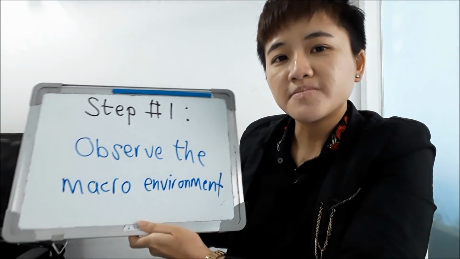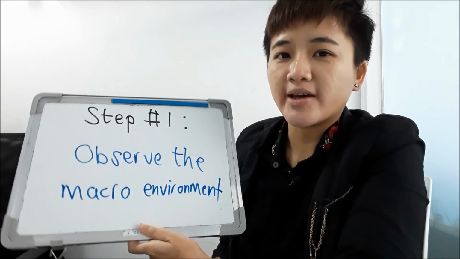So the first thing that you need to do is observe the macroeconomic environment. Meaning that you need to start your research by looking at macro events that are happening all around the world, especially the currencies that you are trading. Whether the Fed is going to increase interest rate, decrease interest rate, or maintain interest rate. Those are some of the things that you need to know.